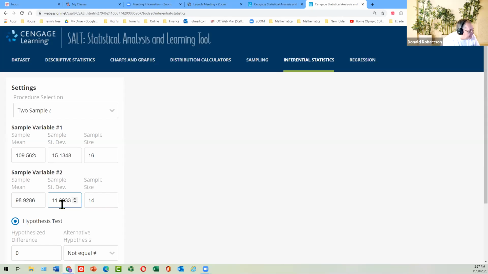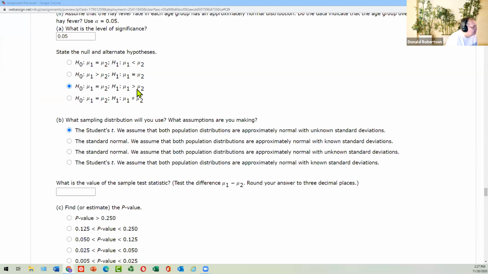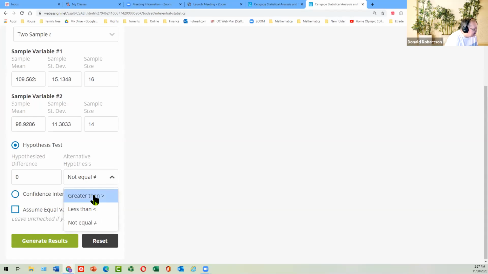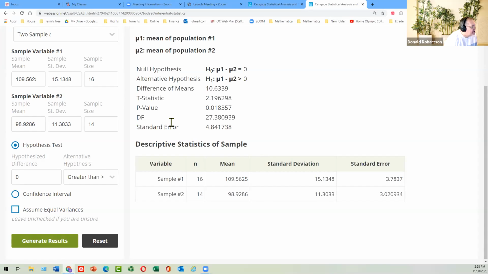So we have to populate it with all the data that's necessary. In my question, aren't we looking for the first group bigger than the second? So when we go here, greater than. Okay, first group bigger than second, we're looking for greater than. It's always in terms of first group, bigger or less than or not the same as second group. First group, then second. So generate results, and here is the T statistic, which is a pretty decent number.